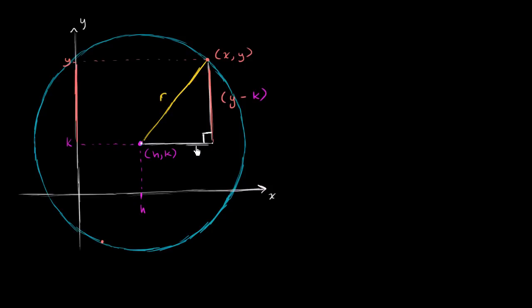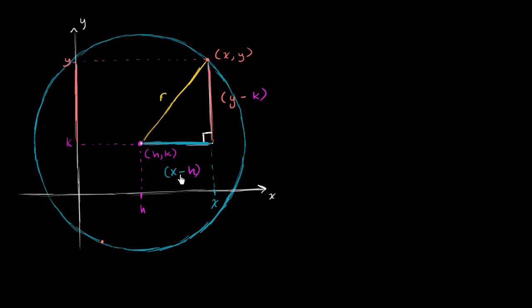And what's this distance going to be? Well, same exact argument. This is h, and this point on the x-axis, we'll just call that x. So what's this distance right over here? Well, this distance is going to be x minus h. So what is the relationship between this side of length x minus h, this side of length y minus k, and r? What's the Pythagorean theorem?